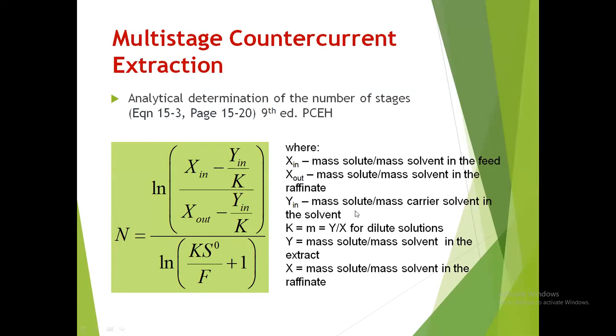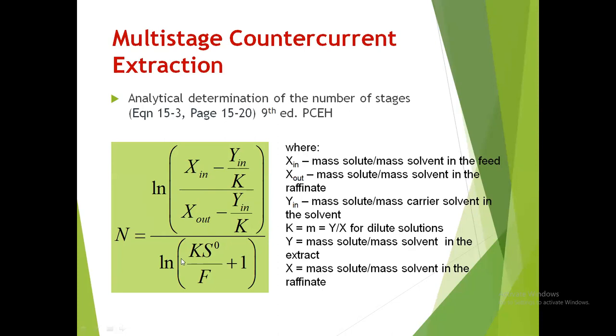Okay, so you have the mass of the solute per mass of the solvent for the X sub in, that is how it is written in the handbook. And X sub out is the mass of the solute divided by the mass of the solvent in the raffinate. Okay? Y in is the mass of solute in the solvent. Of course, it's with the carrier solvent.